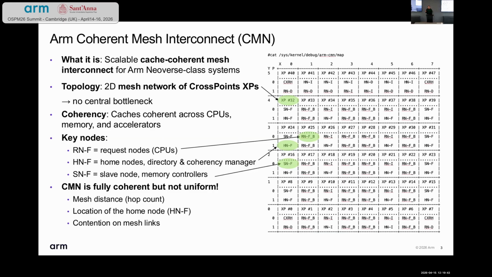As we discussed already, the CMN is fully coherent, but it's not uniform. So you have mesh distance differences between those request nodes. You have different distance to home nodes, for instance, or you have maybe also different contention on the mesh links. So, I mean, NUMA is cache coherent as well, and it could be considered a mesh, but it's a mesh with an imposed topology. You're saying that the distance table has to be there somehow, even though it's not really exposed by hardware. Yeah.